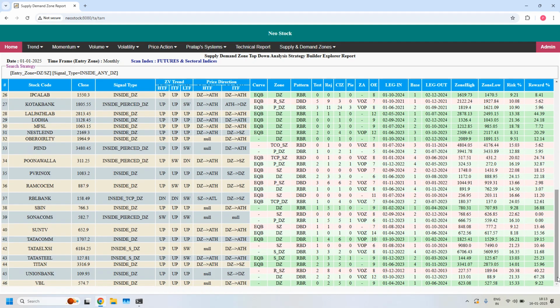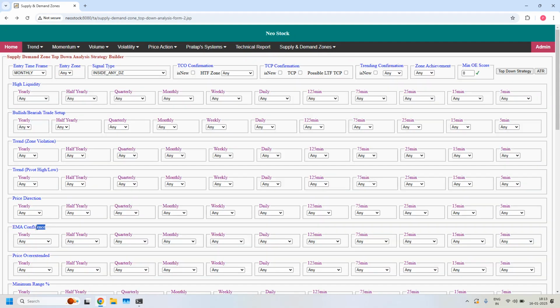So total 46 stocks. We can further reduce this list by adding a high probability parameter, EMA confluence. This time, monthly demand zone having monthly EMA confluence is the filter we have to select. So in the EMA confluence at monthly time frame, I am selecting the filter monthly demand zone having monthly EMA confluence, and the trend on the monthly should not be sideways.